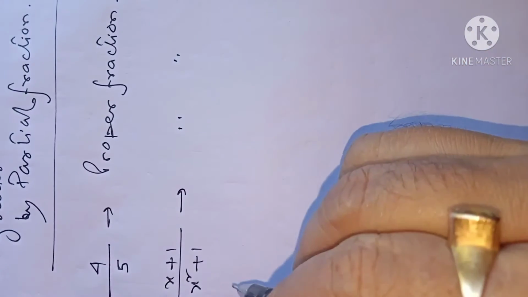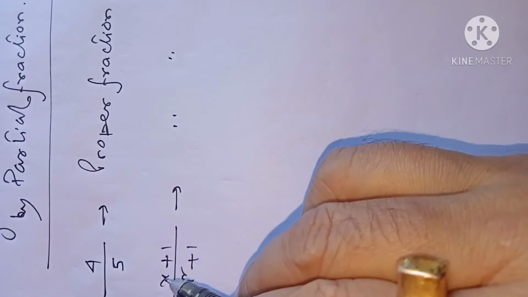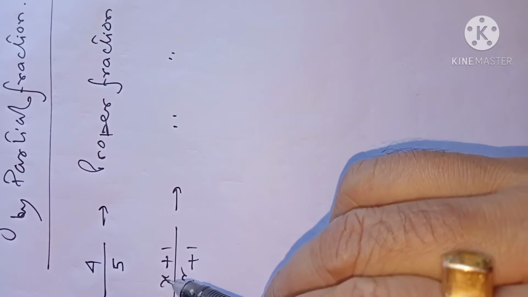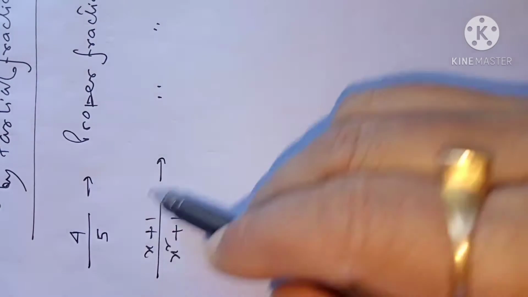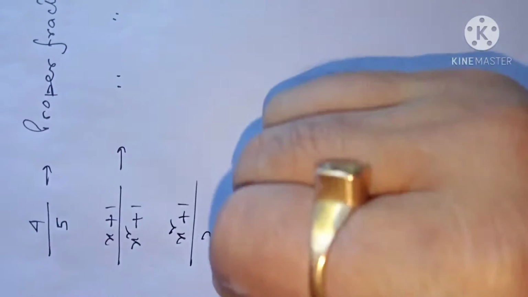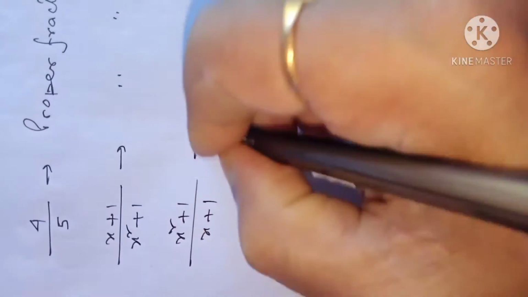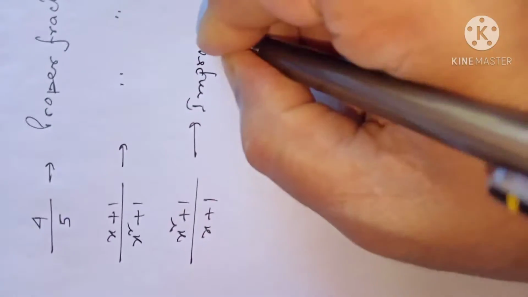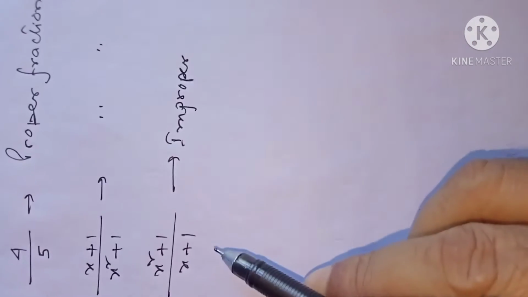If the denominator has greater degree than the numerator, then it is proper. If it is the opposite of this, like (x square plus 1) by (x plus 1), it is improper. If a fraction is improper, then you have to make it proper by dividing the numerator by the denominator.